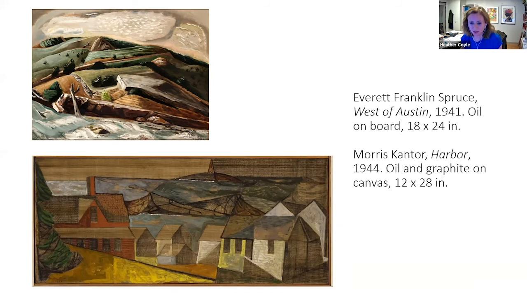So it's worth noting that by the late 1940s, the museum is catching up to Sexton's taste. When Sexton's bequest arrived, works by Spruce and Kantor were already in the collection. They had been purchased in the 40s.